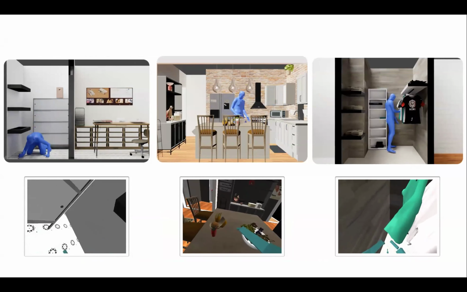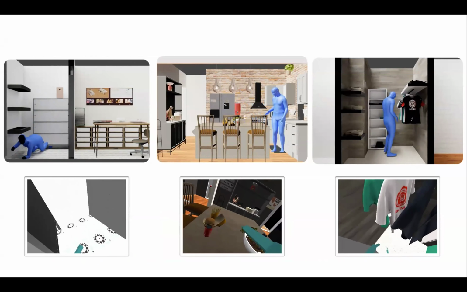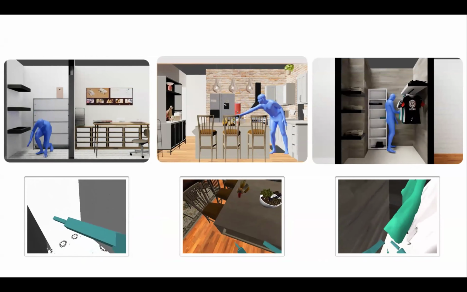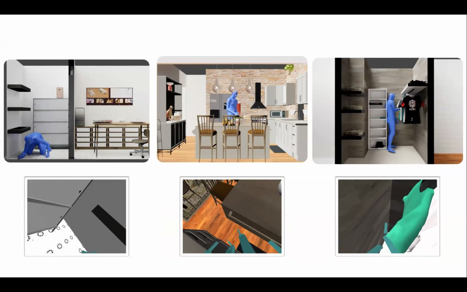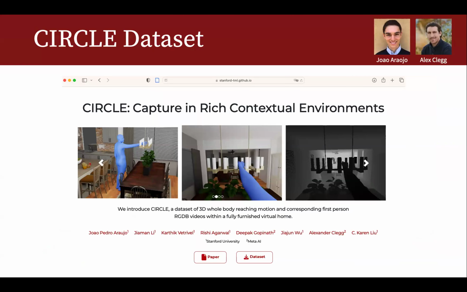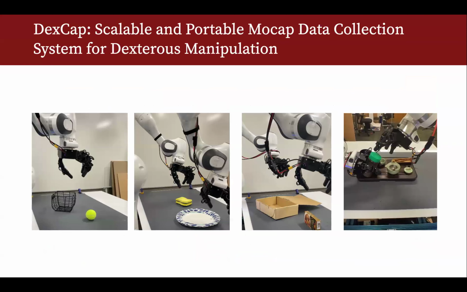Another really good thing about virtual scenes is that you can be very diverse. It's really cheap to just create all different kinds of virtual scenes. All right, so this is a project we published last year at CVPR. What about physical contacts with the environment? For the first CIRCLE dataset, we didn't have any physical contacts with the objects or the furniture in the room. So this is the next thing we want to do.